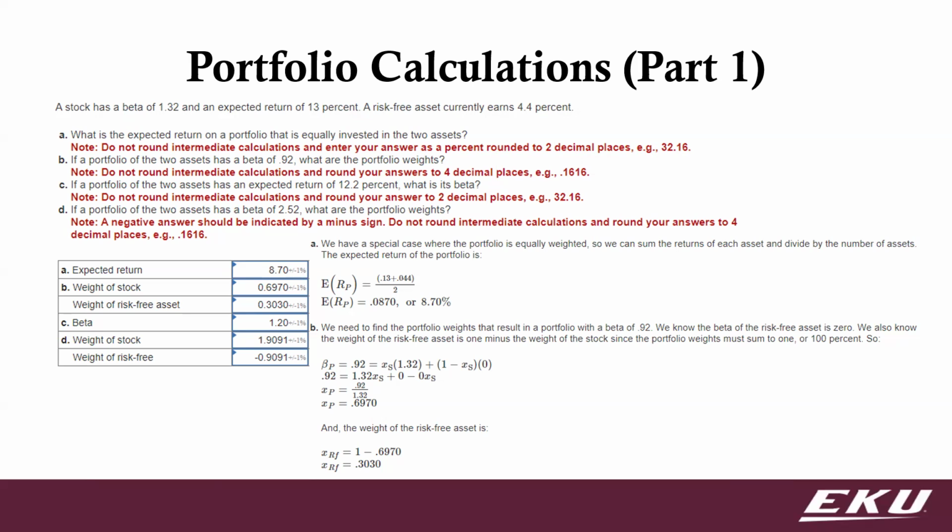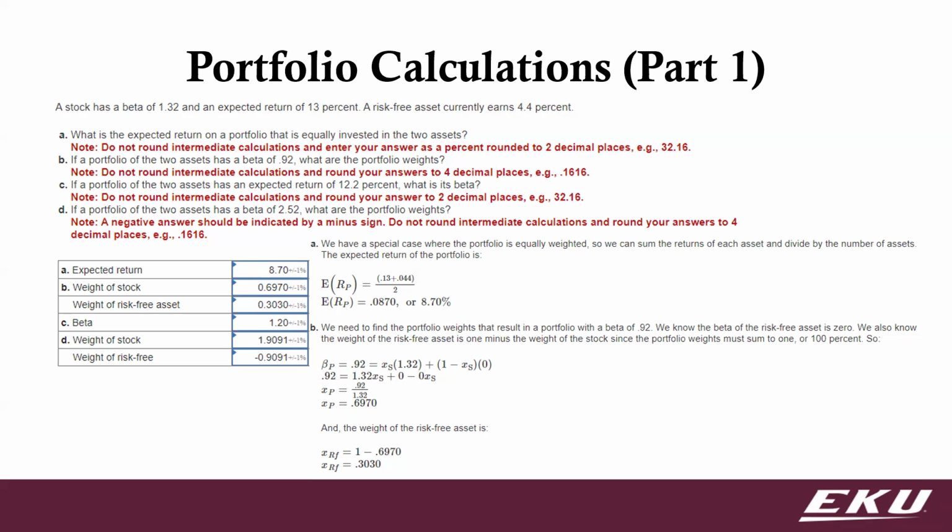So we'll just look at A first, right? They just have it equally split between the two. I get 13% on one, I get 4.5 or 4.4% on the other, right? You add those up, divide by 2, and we expect to get a return of 8.7, right? So between those two numbers.